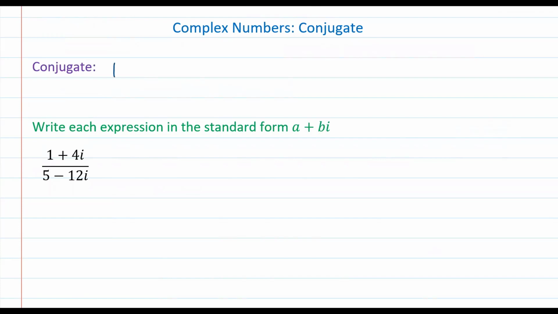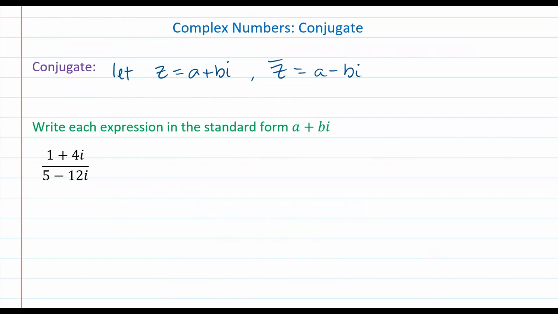So if we let z equal a plus bi, in other words, z is going to be our complex number a plus bi, then the conjugate will be z, and we denote it with a bar, a line above the z. So we call that z bar, which is equal to a minus bi. And that is the conjugate of z, that complex number.